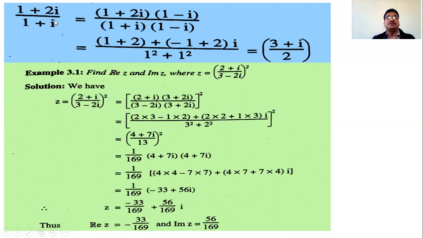That is, the real part of this number is what? It is 3 by 2, and the imaginary part of this number is what? 1 half. So find real and imaginary part.